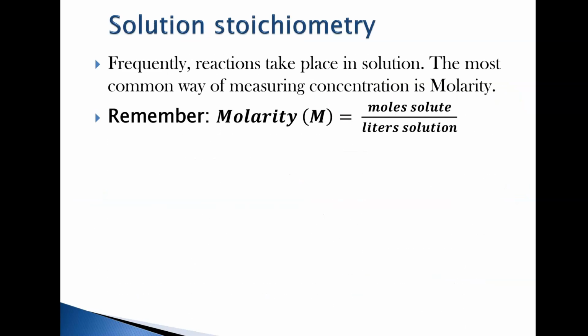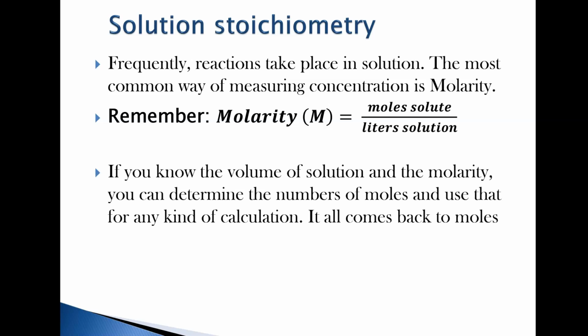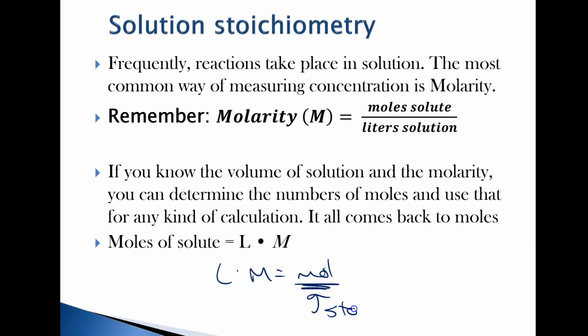So when it comes to doing stoichiometry with these reactions, the biggest thing you need to remember is that you want moles. You always want moles. So if you know the volume of the solution and the molarity, all you have to do to determine the number of moles is multiply. So liters times molarity will give you moles. And I will say it over and over again. Liters times molarity will give you moles, and this is what you need to do any kind of stoichiometry.